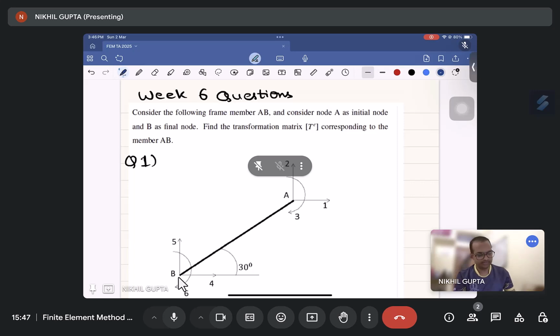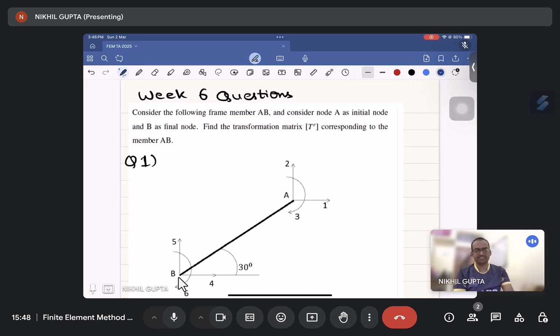Okay, let's start the session again. Till now I have covered the solutions of quiz 5, which has already been submitted by you. Now I'll discuss the questions related to week number 6, which are all of the same pattern that will be asked in your quiz number 6.